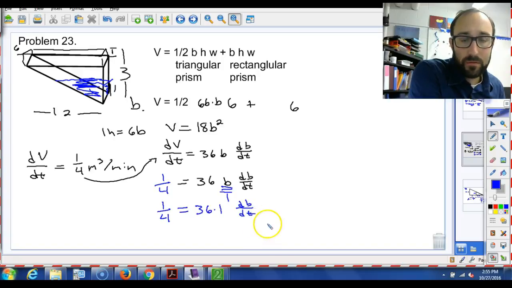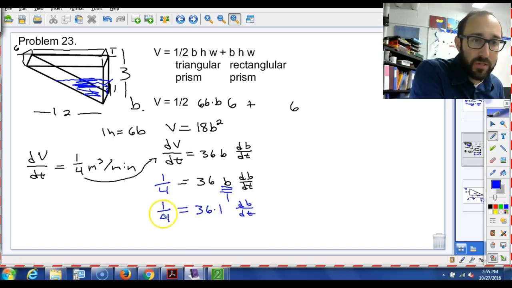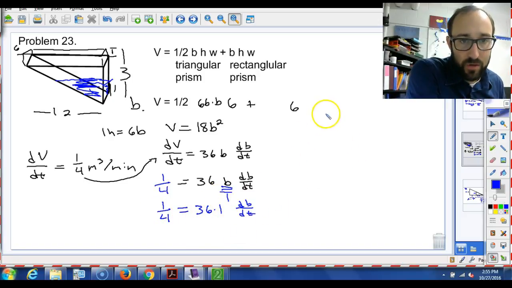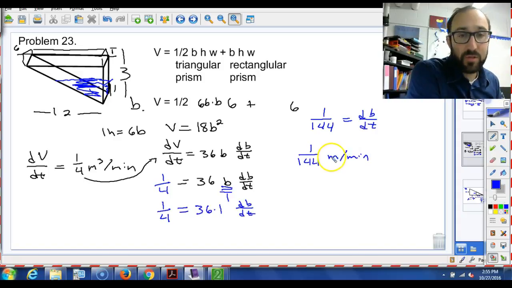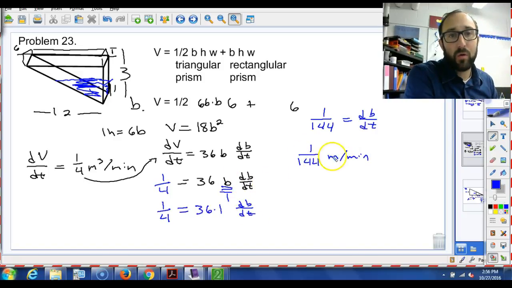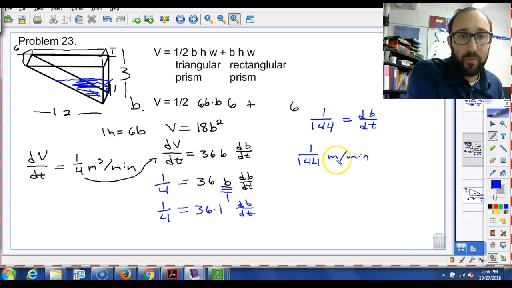That's not looking so good, but okay, that's fine. So now we can divide by 36, and I'm going to say 1 out of 144 is going to equal dB over dt. And then what we should be able to do is say this is going to be 1 out of 144 meters per minute. And I have my units, it's not meters cubed or meters squared because we're talking about a length, which is going to be a meter. So it's going to go 1/144th of a meter per minute.